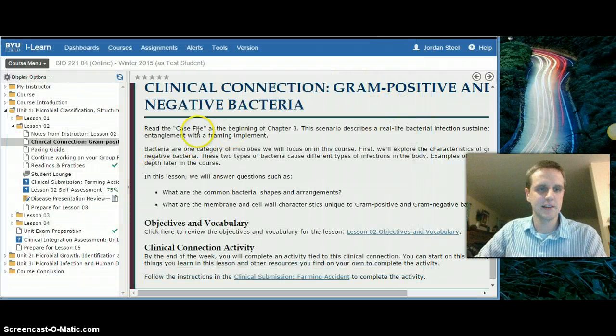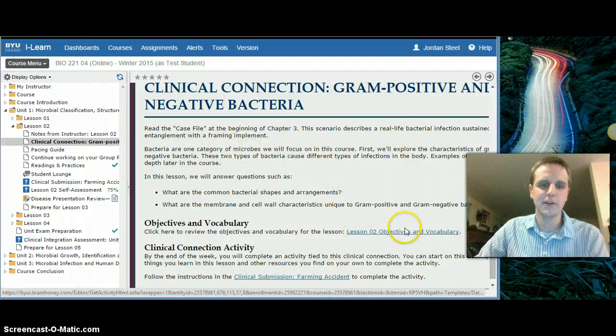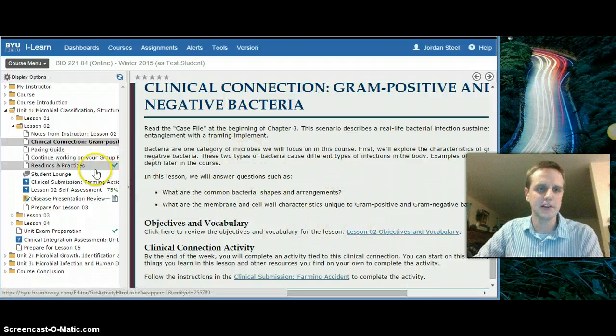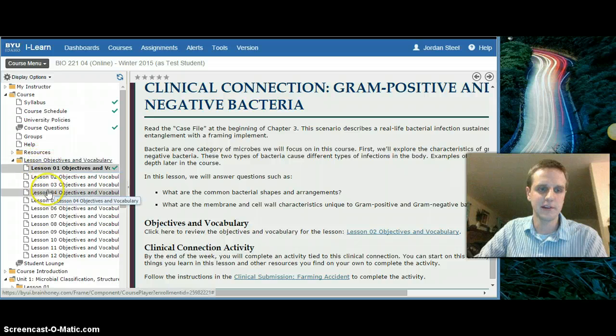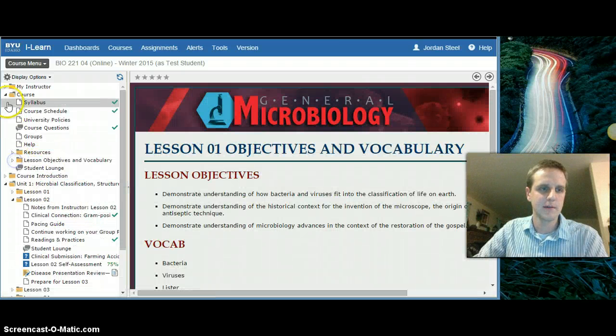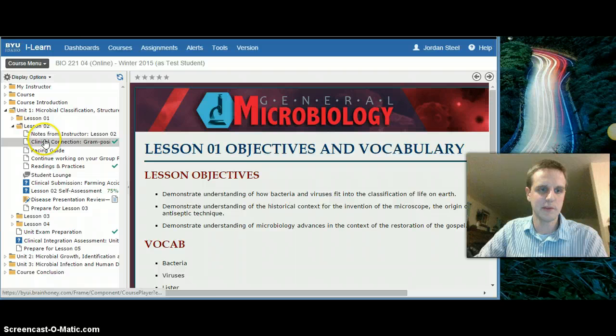Let's see. So again, that was in the clinical. You can see this. The objectives and vocabulary are listed each week on the clinical connection. You can also find them if you come up to your course. Coming down to lesson objectives, all of them are listed here, so you can find that as well. But it's listed each week with the clinical connection. And I refer you again to the pacing guide.